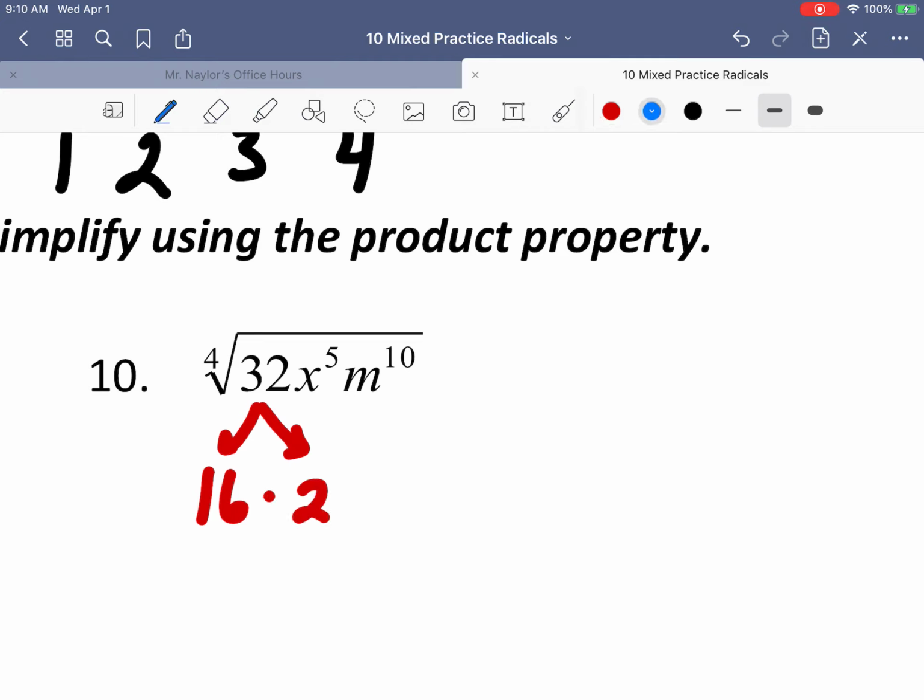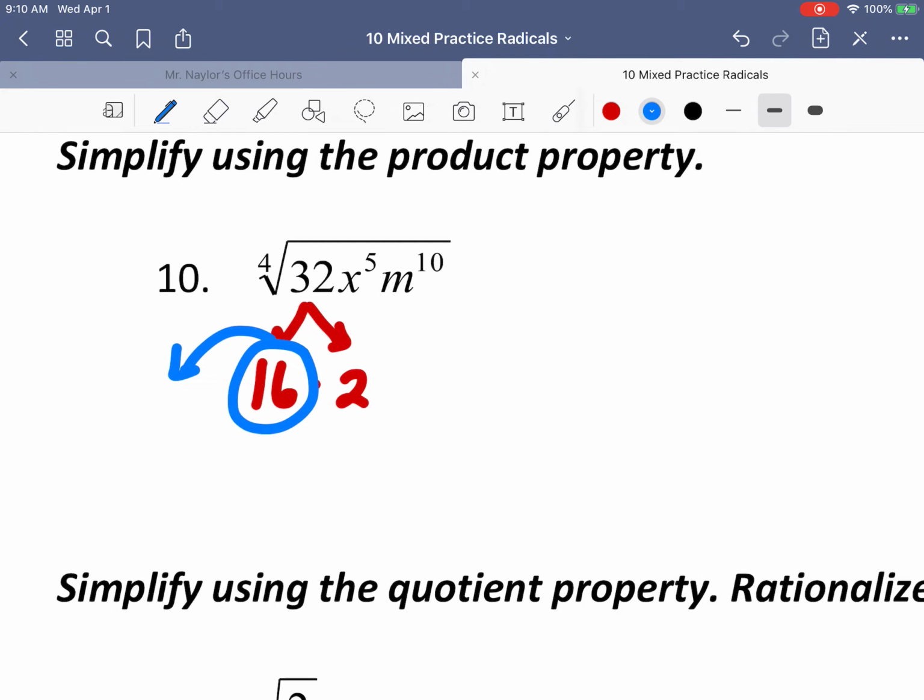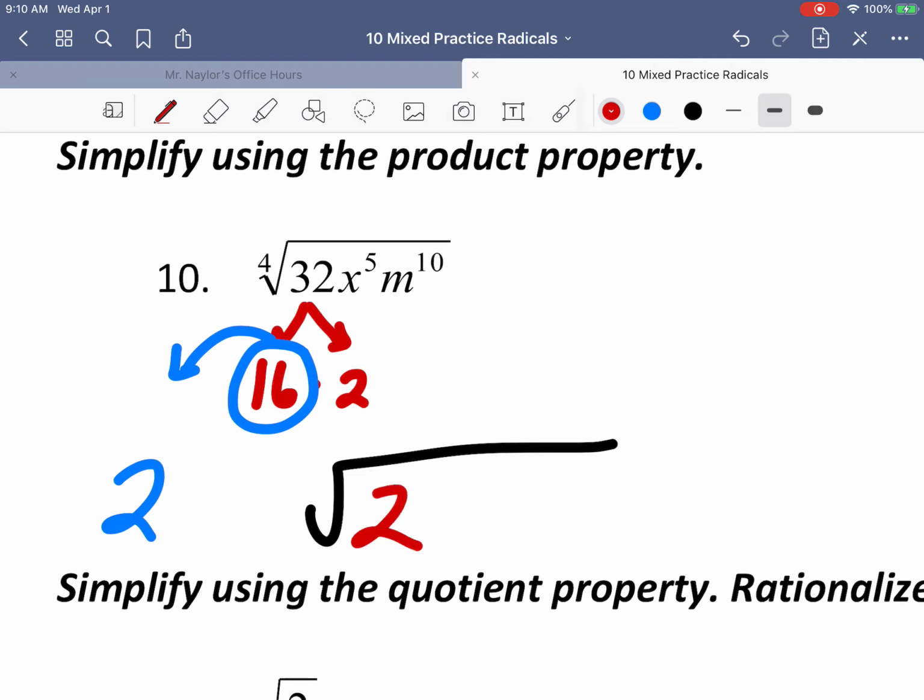Well, this is a fourth root. Since it's a fourth root, I need a number that has a perfect fourth power. 16 is the same as 2 to the fourth power. So I want to be using 16 as my number that's going to come out. Let's take it out because 16 is going to turn into a 2 when it comes out. It is going to leave behind this 2. Let me fix up my colors here. So 16 turns into 2 when I take that one out.